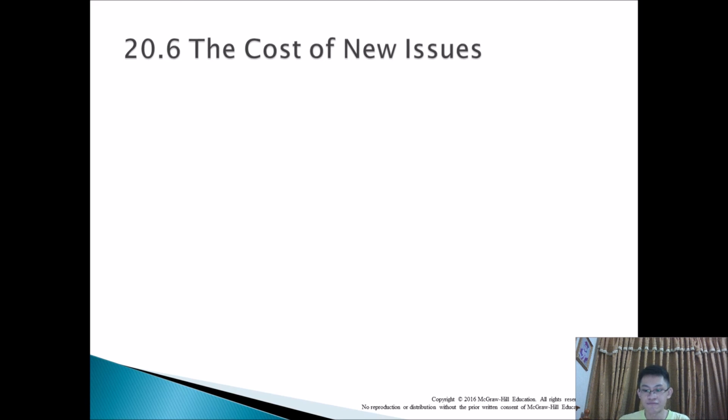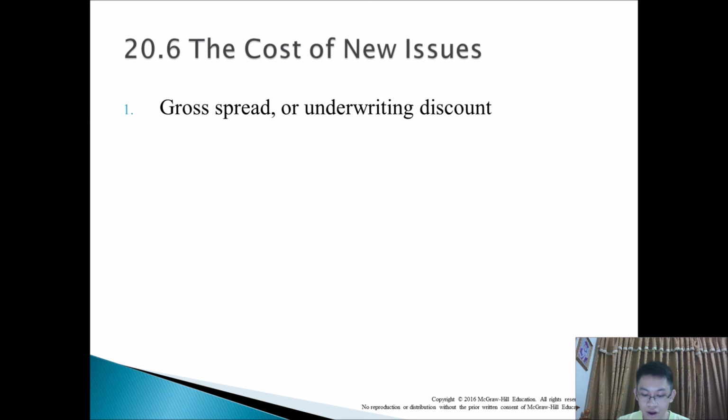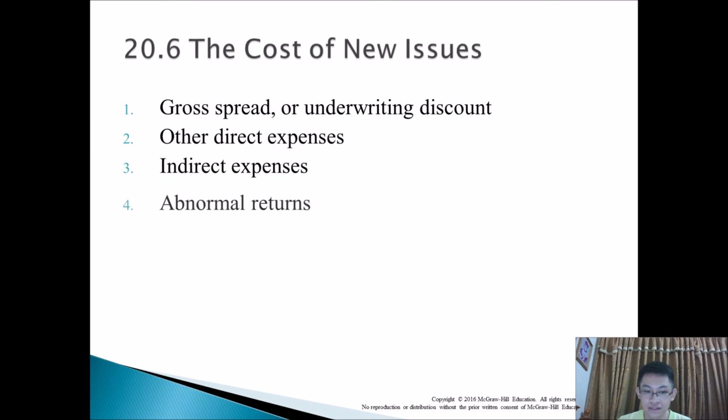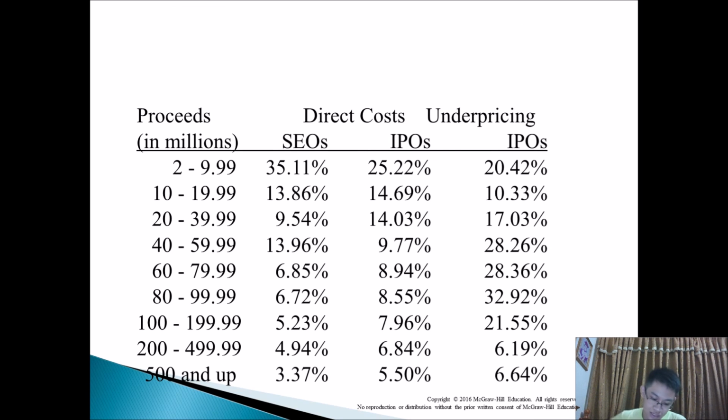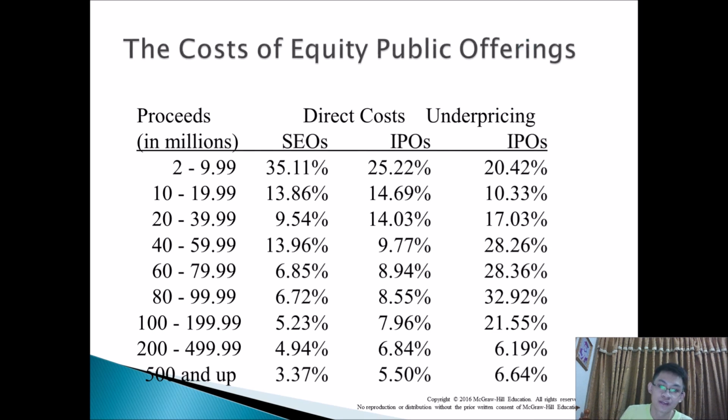The final part of my presentation is, of course, the cost of new issues. These fall into 6 categories: gross spread or underwriting discount, other direct expenses, indirect expenses, abnormal return, underpricing, and finally the greenshoe option. This is the table which shows the cost of equity public offerings. I will let you have a look at it. This would conclude my part of the presentation.